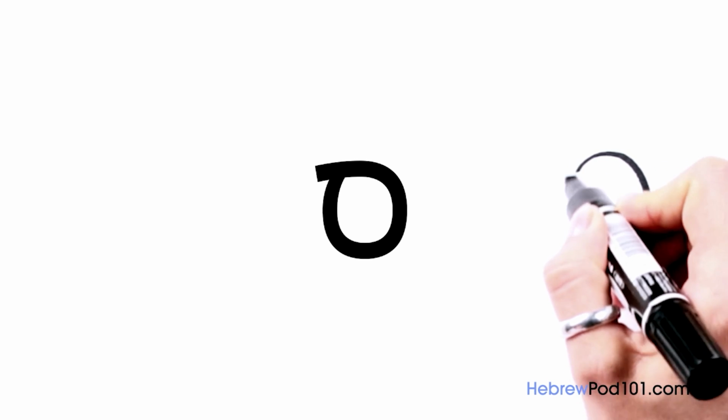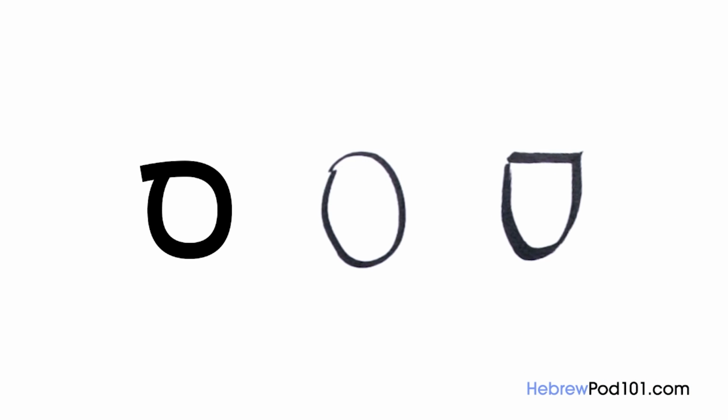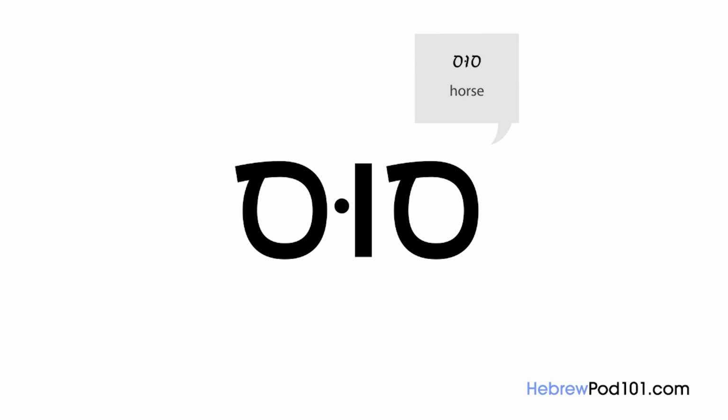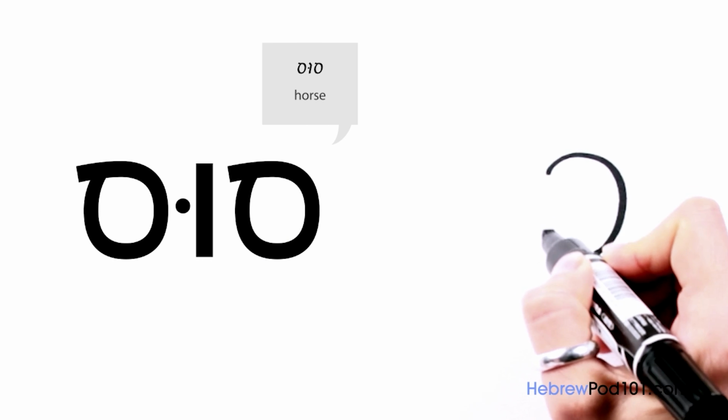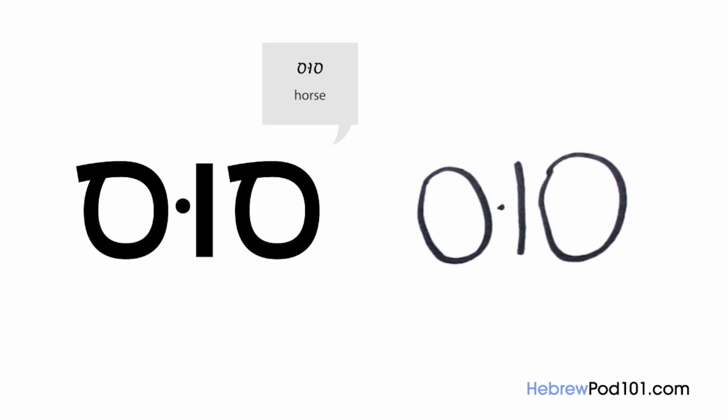So let's move on to the next letter, samech, which has an S sound. It looks like a circle. In print, it's a bit different. Sus is a horse in Hebrew. It's a funny looking word, isn't it? In print, sus looks like this.